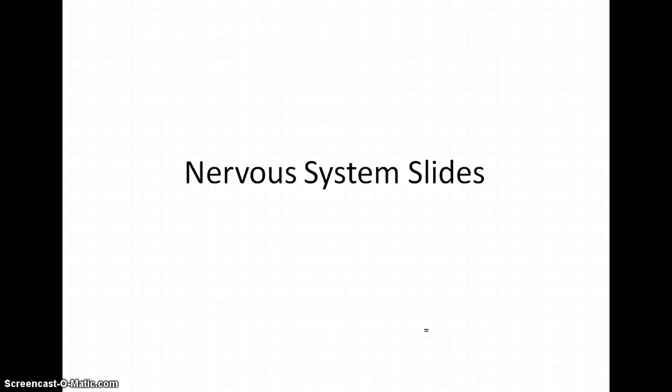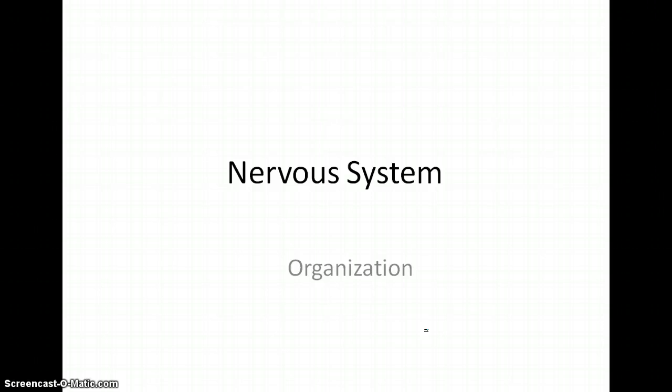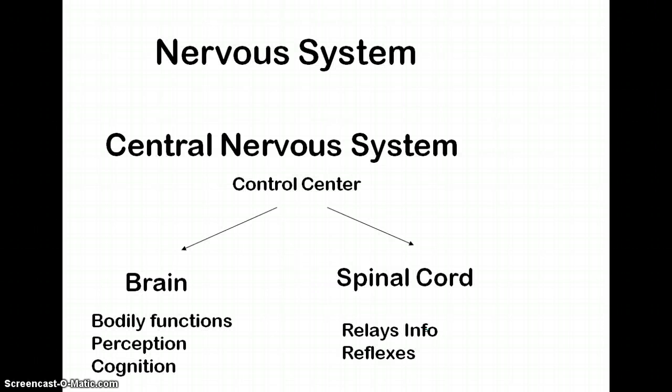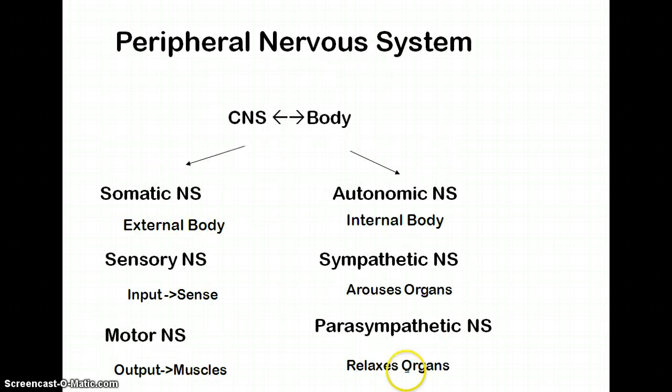Hi, today we're going to be talking about the nervous system briefly and its organization. Okay, so we have two sections of this. We have the central nervous system, which has the brain, right? Here we have bodily functions, perception, which we'll do, and cognition, which we'll do later in the year. Then we have the spinal cord, which relays information, and then a special case of reflexes, and that's where we're going to spend most of our time today.